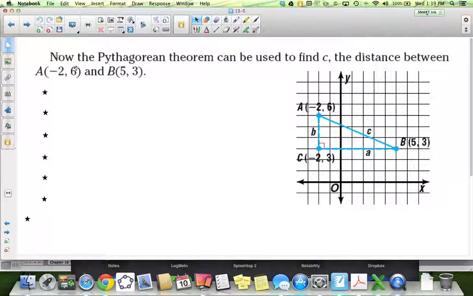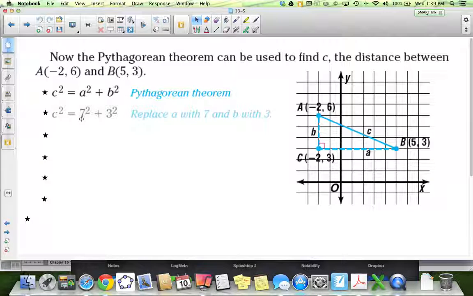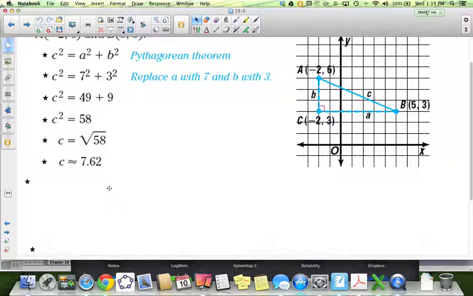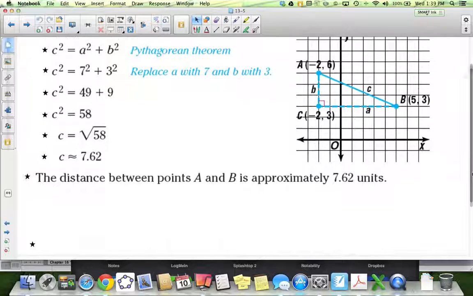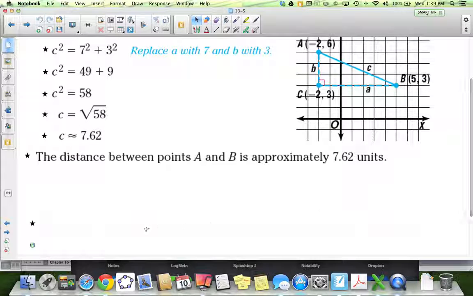So using that, this is what we got. Pythagorean theorem, substitute the values. 49 plus 9 gives you radical 58, or 7.612, as an approximate value of C. The distance between point A and point B is approximately 7.62 units.